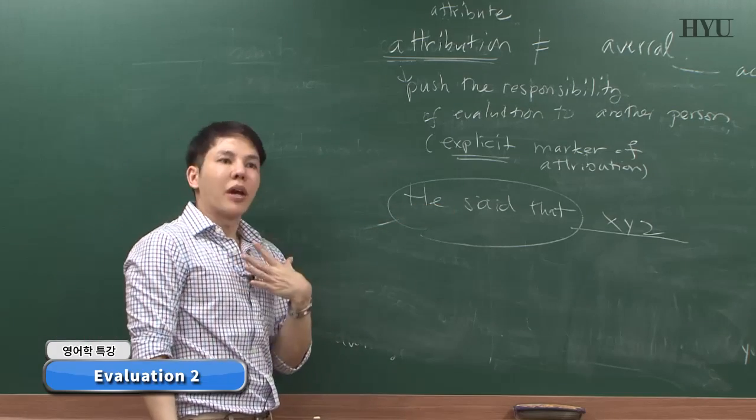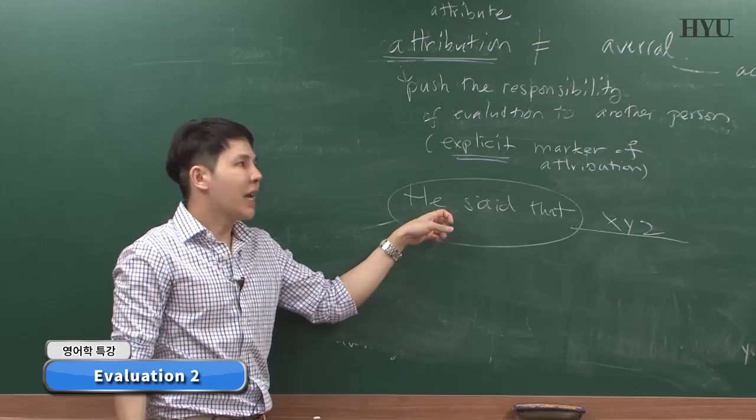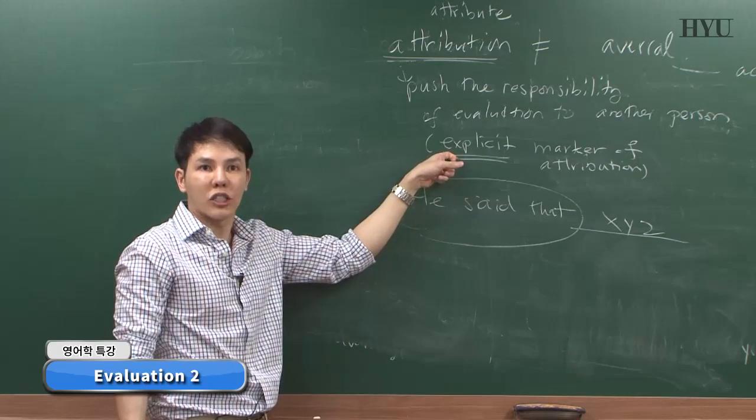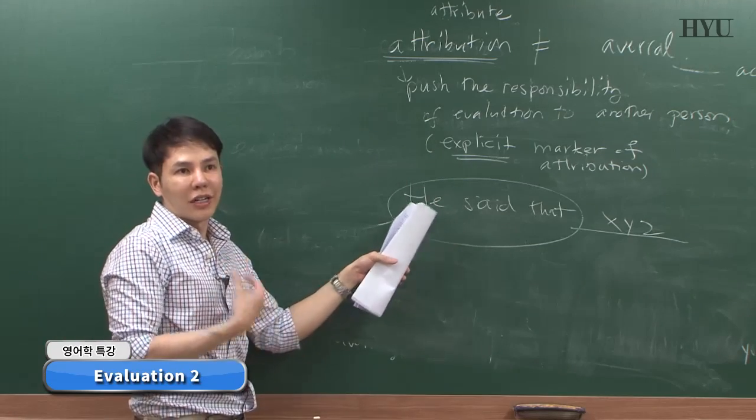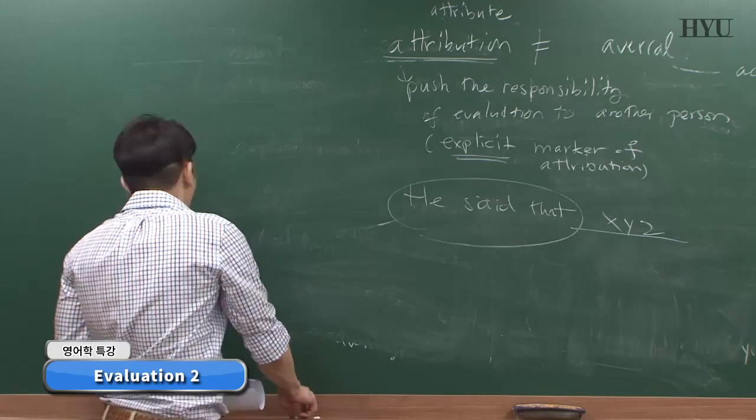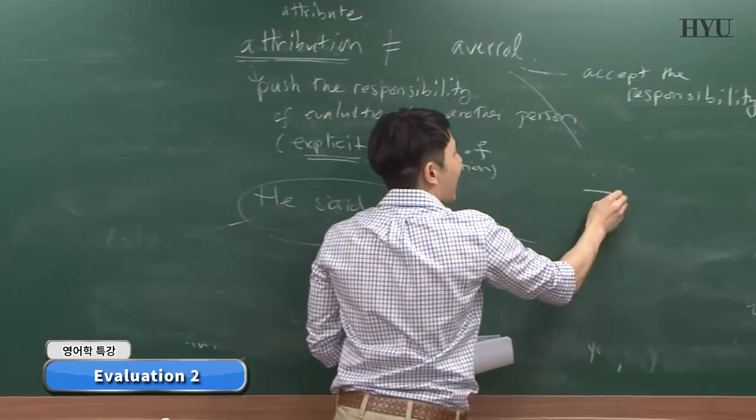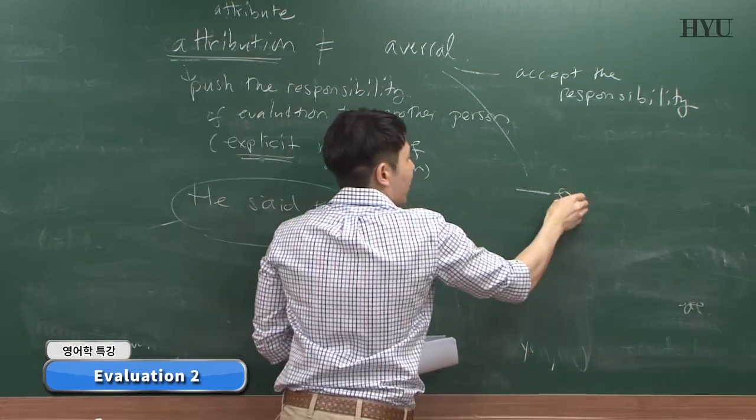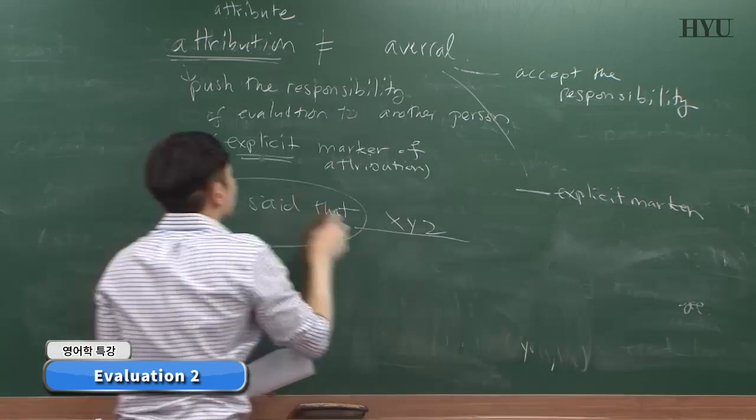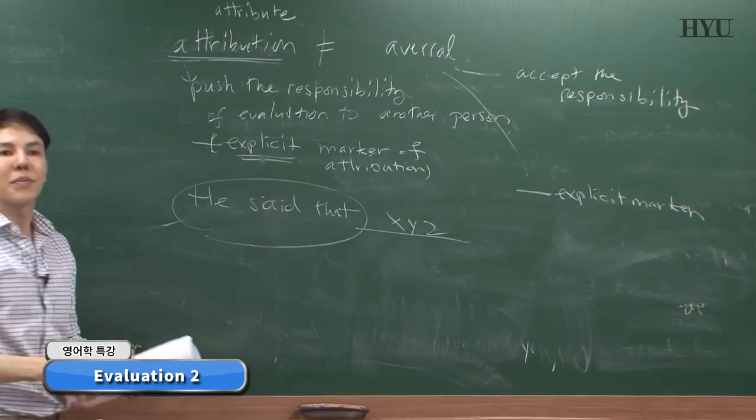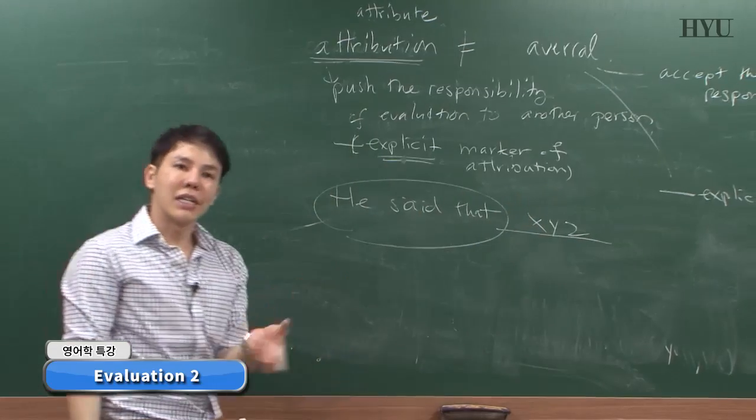He said that is not my word, right? It's not my word, it's his words. So this is what we call an explicit marker of attribution, right? It's not mine, it's not my word. Okay? For the avowal, you see it's minus the explicit marker, usually. So for the attribution it's plus explicit marker, but for the avowal, it's minus explicit marker.